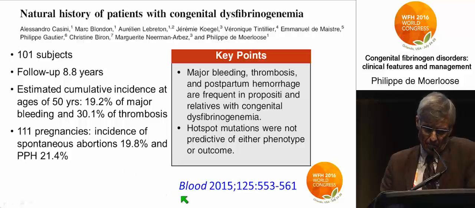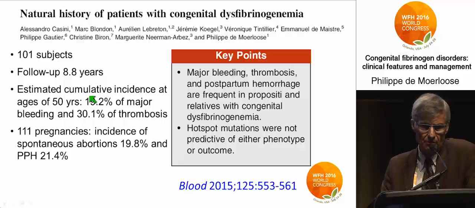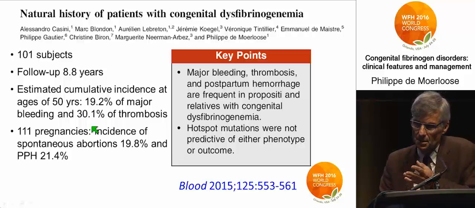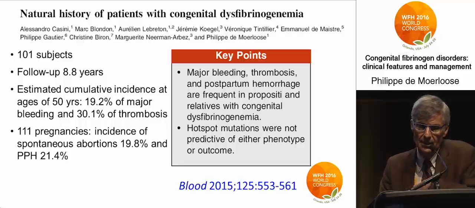In this paper, we followed 101 patients, and the follow-up was about 9 years. What you see in the follow-up of these patients is really impressive: the estimated cumulative incidence at the age of 40 years was roughly 20% for major bleeding and 30% for thrombosis. And what we have seen in this study is that the relatives of the patients who are totally asymptomatic, when you follow them, become symptomatic, and they have more thrombosis than major bleeding.